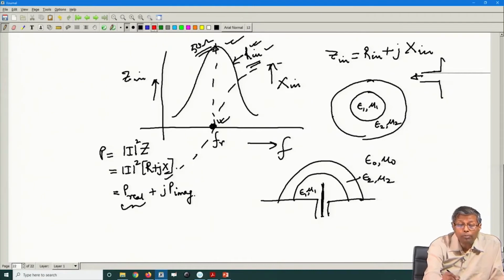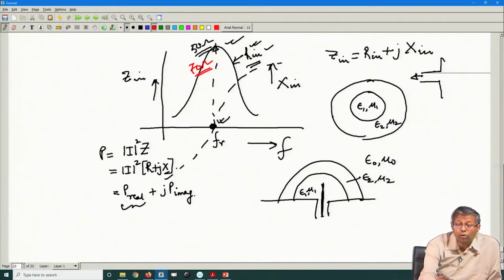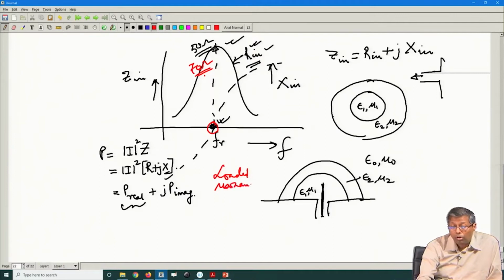If instead of 50 ohm, this is 70 ohm, on that number we have little control. So, if that is 70 ohm, then we have to use a quarter wave transmission line in order to match this to a 50 ohm load, but we have to make sure that we are operating at the resonance frequency of the antenna, so that the reactive load is 0. This is called the loaded resonance.